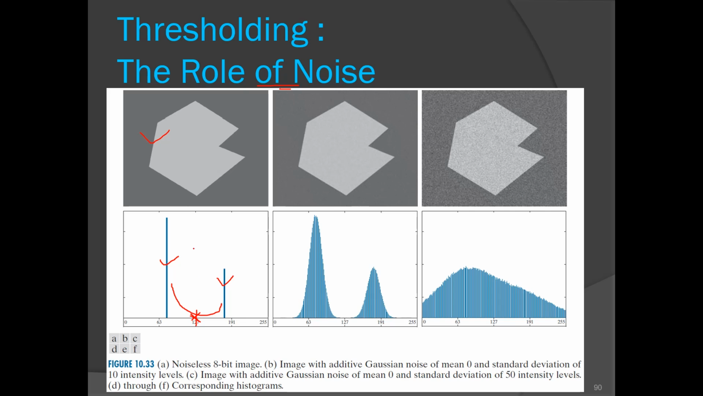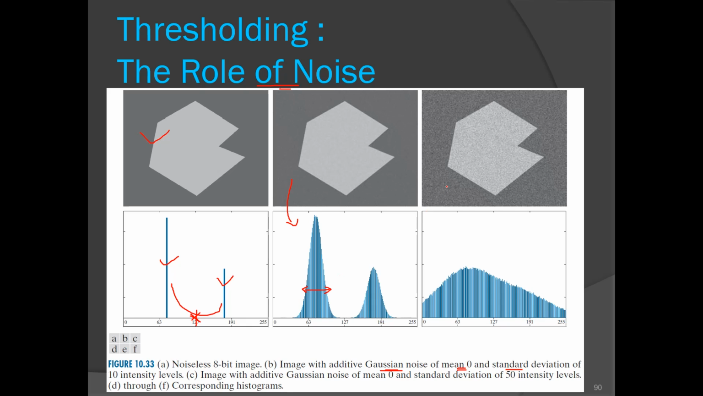Okay, and easily segment this image. Now here we have introduced a Gaussian noise with zero mean and standard deviation of 10 intensity levels. As you can see the effect of this noise on the modes, it is broadening the mode.